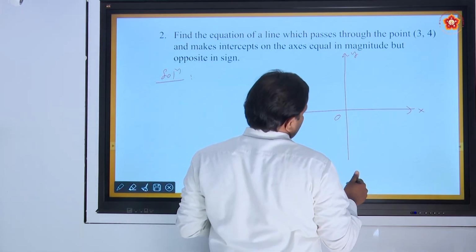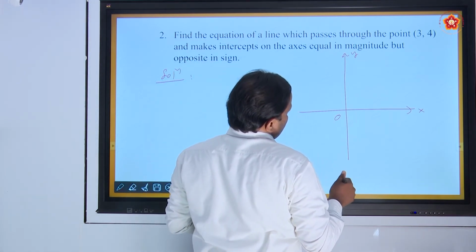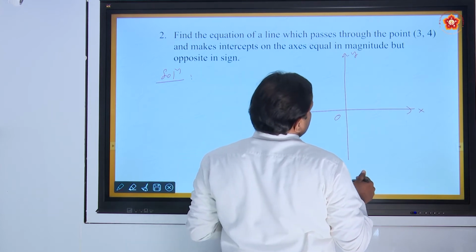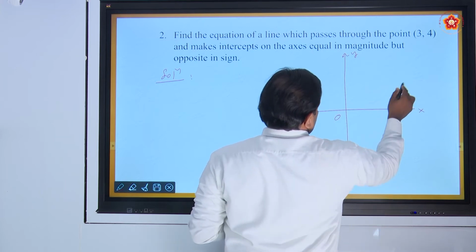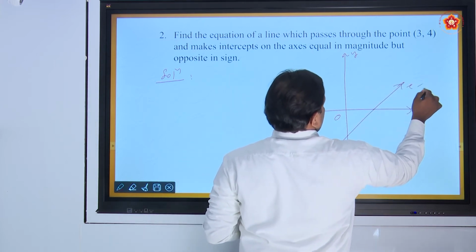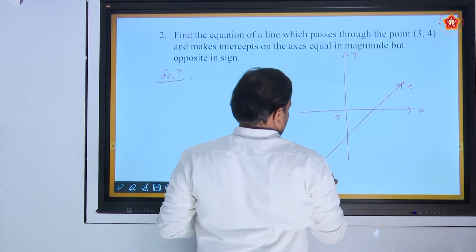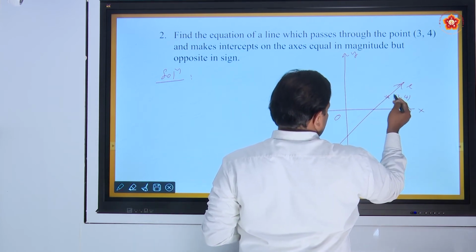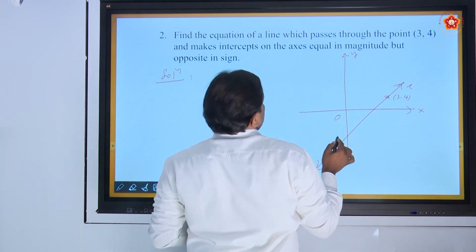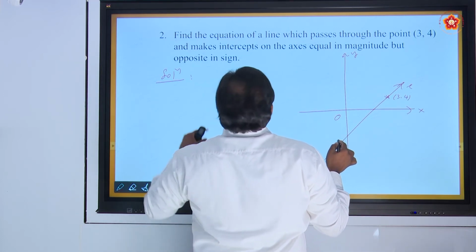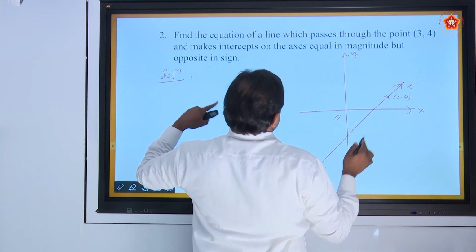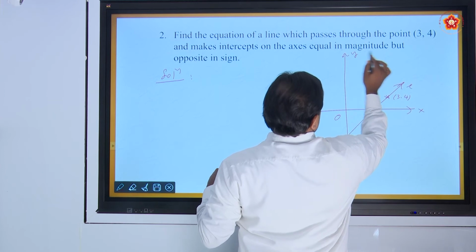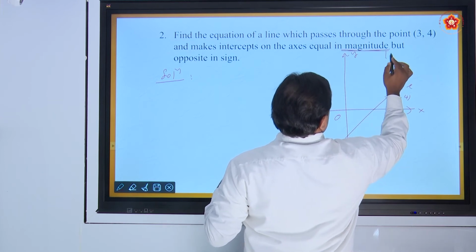So how can you draw this figure? Equal magnitude and opposite in direction. Magnitude is equal and direction is opposite. Like this, I draw line L. This line L is passing through 3 comma 4, a simple rough figure. Line L passes through the point 3 comma 4 and makes intercepts on both the x-axis and y-axis of equal magnitude. Magnitude is nothing but length.